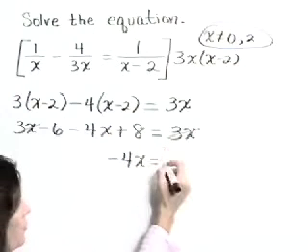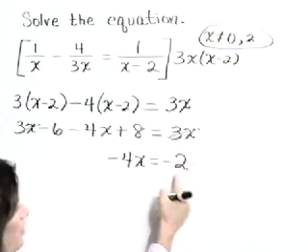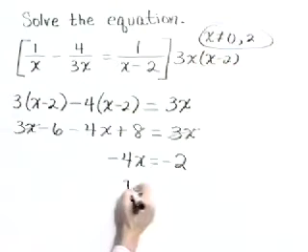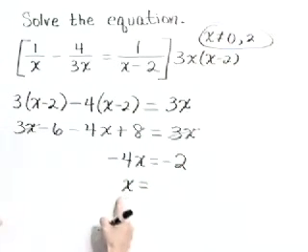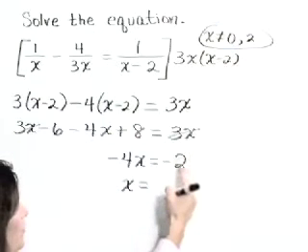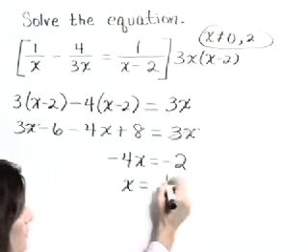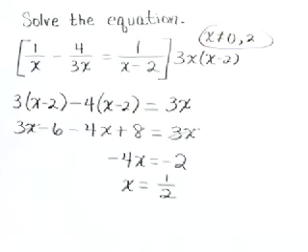Let's subtract 2 from both sides. So that becomes a minus 2 on the right. Last step, divide both sides by negative 4. So x is equal to a negative 2 over a negative 4, or a positive 1/2.